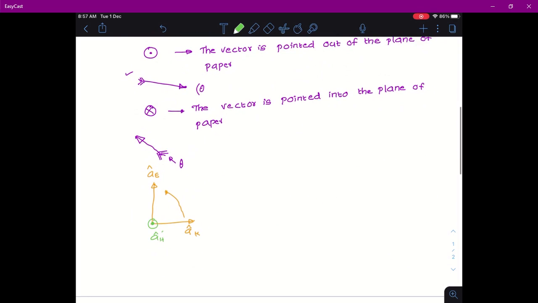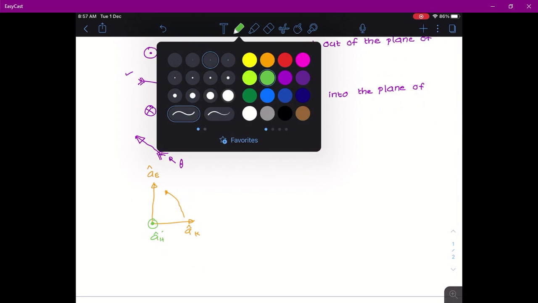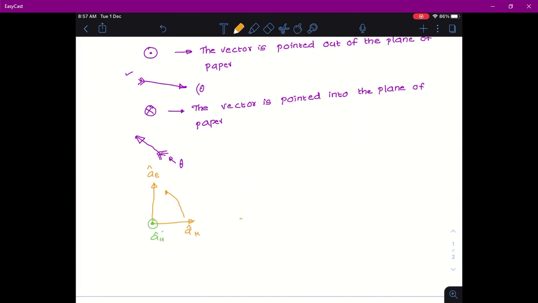Okay, similarly, let's say my propagation direction is something like this, A_K cap, and let's say my A_E cap is something like this. So now you curl your fingers from A_K cap to A_E cap. Now you can see that the direction of A_H cap is something like this, just towards the plane of your paper. Make sure you understand how you can find the directions of each of the components of the wave.